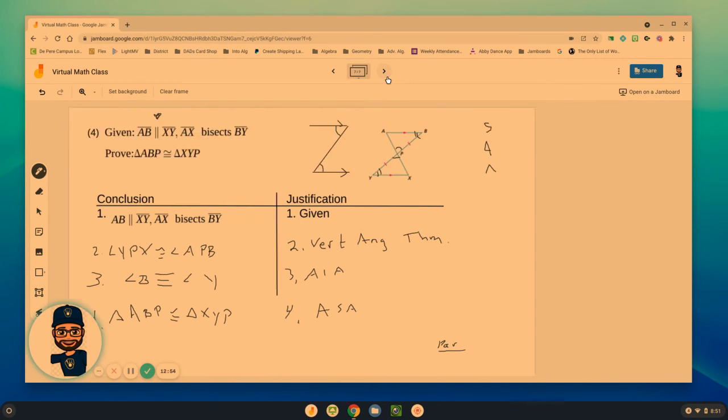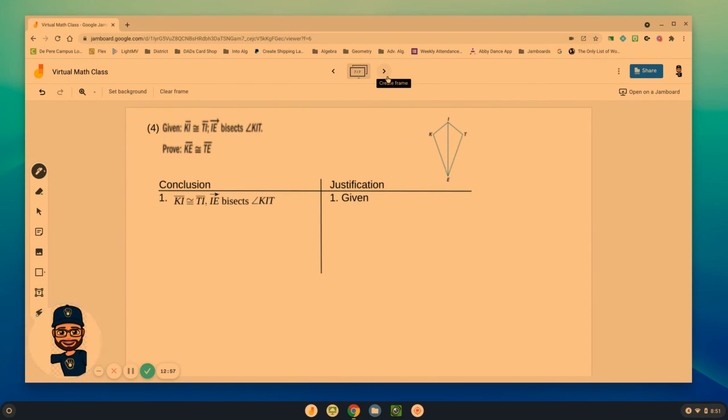All right. Now, the last example is quite a bit different, quite a bit. Because they're not asking us to prove the triangles are congruent. They're asking us to prove segments are congruent. And notice KE is on the left triangle and TE is on the right. Well, in order to prove this is happening, the step before this is to show a triangle is congruent to a triangle. I can't show that those two pieces are congruent until I show the triangles are.